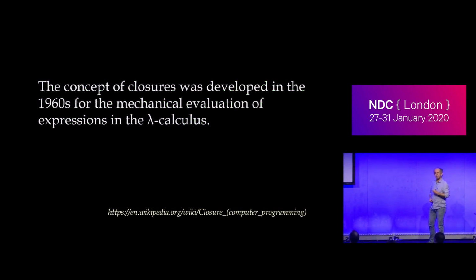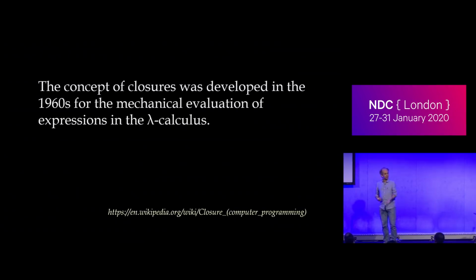So closure is a term that gets thrown around a bit. And actually, Wikipedia has one of the best definitions. I dug around, and I don't always like to rely on Wikipedia, except that sometimes they absolutely nail it, and it's a really good condensed tour of it. The concept of closures was developed in the 1960s. That's a hell of a decade. For the mechanical evaluation of expressions in the Lambda calculus. They were invented to solve this problem.